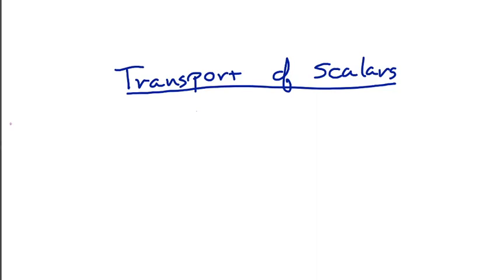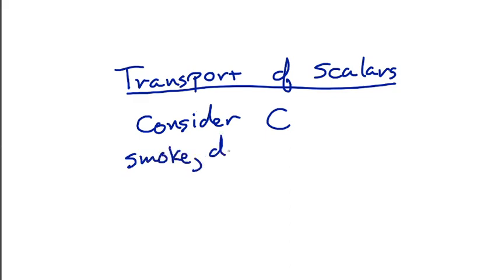Next, we're going to consider the transport of scalars by flow. So let's start by considering a scalar. We're going to call our scalar here just C for the moment. Consider C. What is C? As a scalar, it might be something like smoke. It might be a dye. It might be something like temperature or pressure or density or other thermodynamic variables of the system. It's a thing that's a number, a value that changes in space and time, but not something that has direction to it.